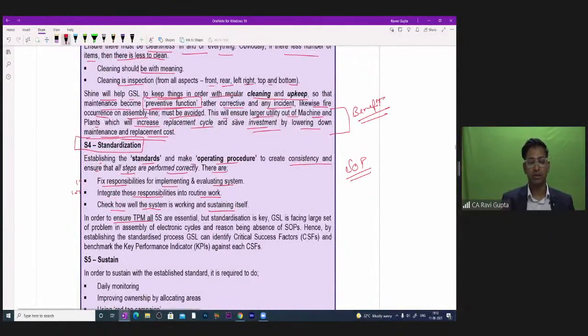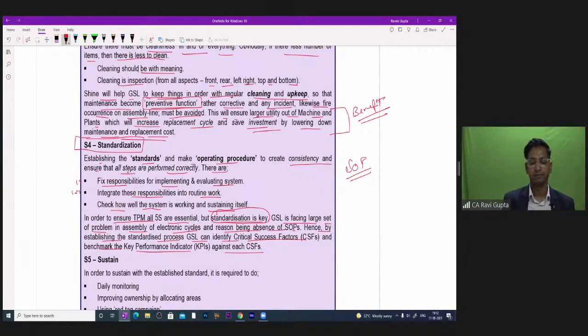In order to ensure TPM, all 5S are essential, but standardization is key. GSL is facing a large set of problems in assembly of electronic cycles, and a reason is the absence of SOPs. Hence, by establishing a standardized process, GSL can identify critical success factors and benchmark the KPIs against each CSF. So definitely standardization is key.